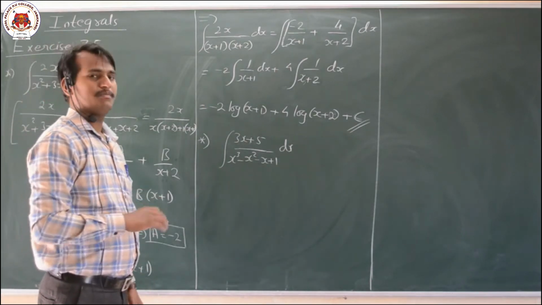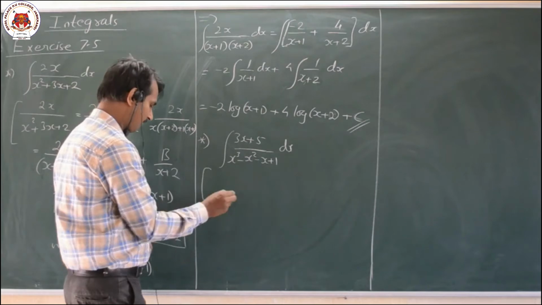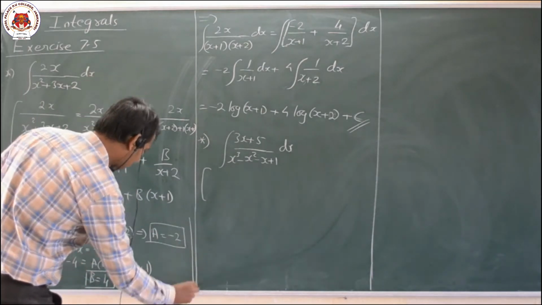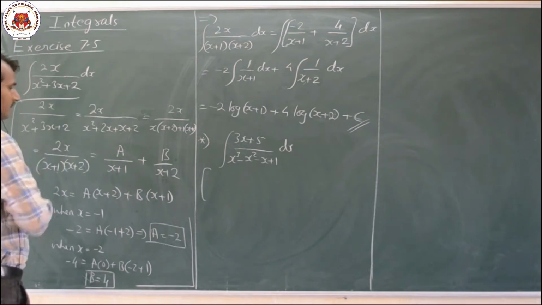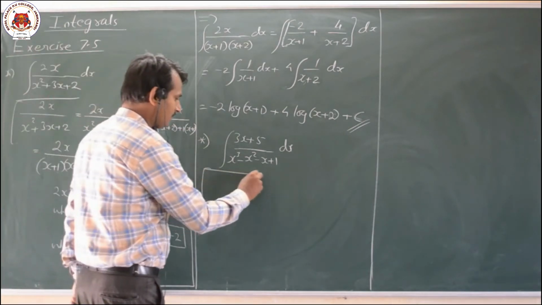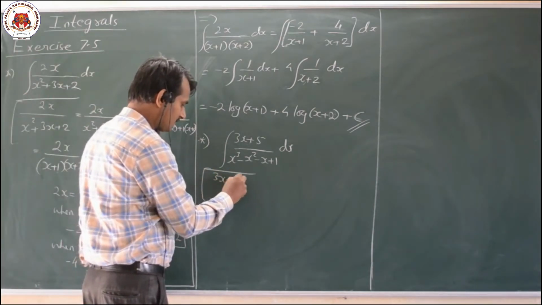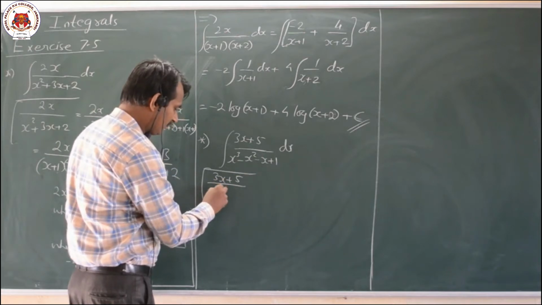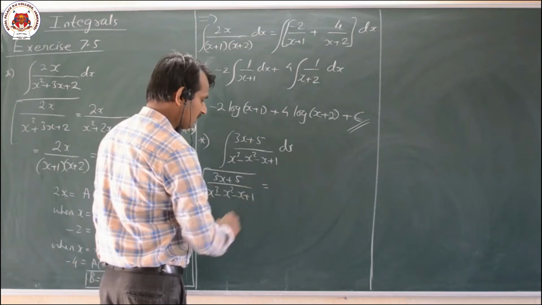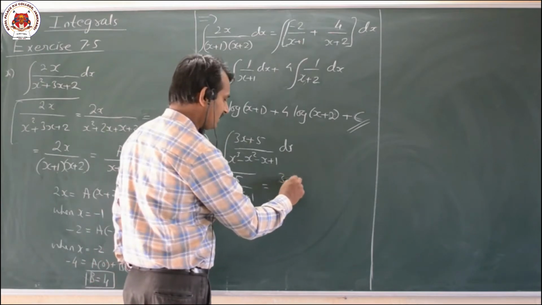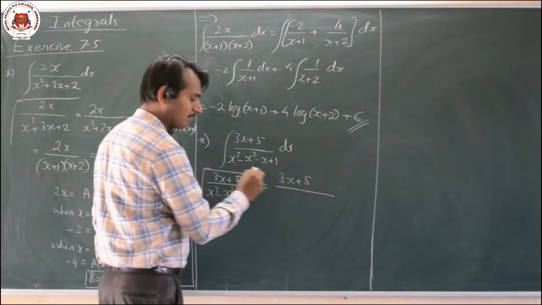Now here also we have to make use of partial fractions. These are all the basics of the partial fractions. Now what we have to make use of is (3x + 5) divided by (x³ − x² − x + 1). This term we can write with 3x + 5 as it is, the numerator part.